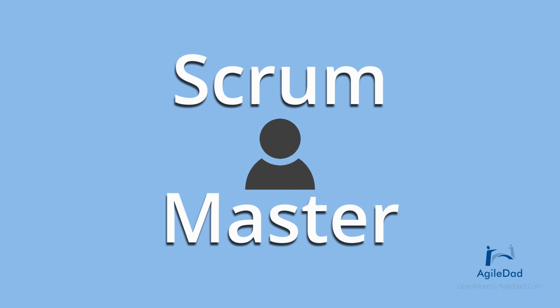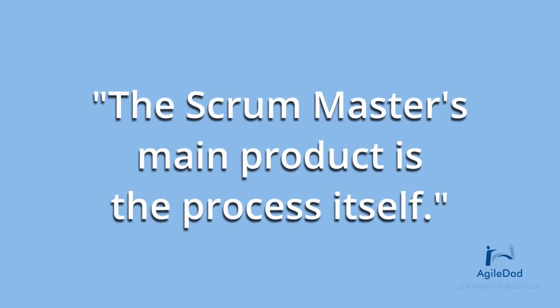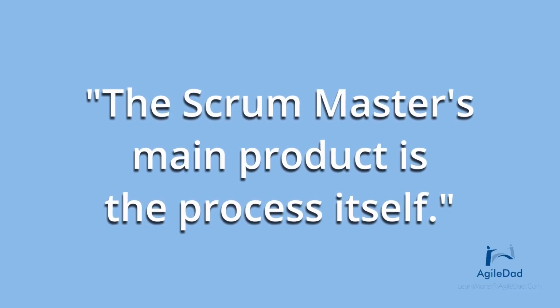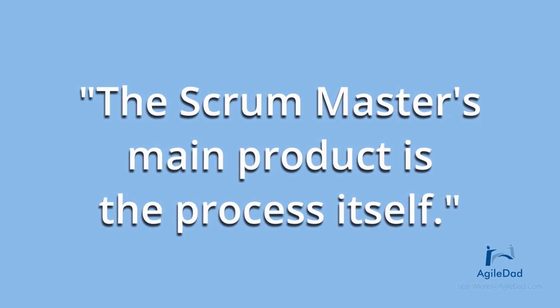So next, let's talk about the responsibilities of the Scrum Master, and she is there to really make sure that the team is building things fast. Scrum Master's main product is the process itself and making sure that the team is able to produce at maximum capacity and really facilitating that communication loop between the development team and the product owner.